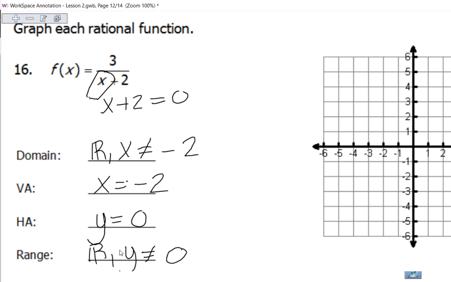Now, to graph it, what you need to do first is graph your asymptotes. You draw a vertical asymptote at negative 2. So you have a vertical line going through the x-axis at negative 2. So draw the asymptotes first. And then the horizontal asymptote is at 0, so go through the y-axis at 0.